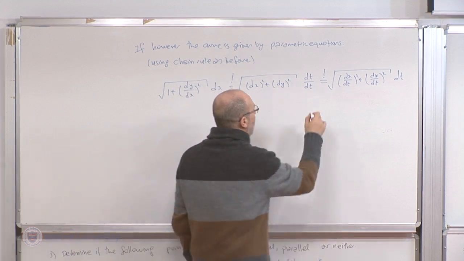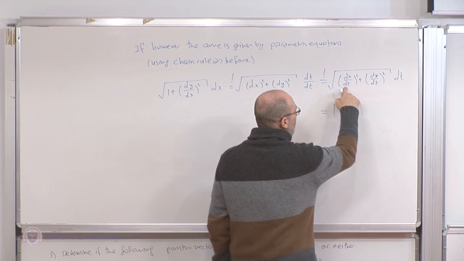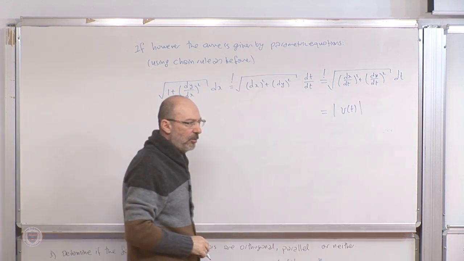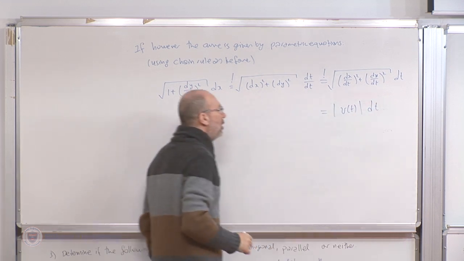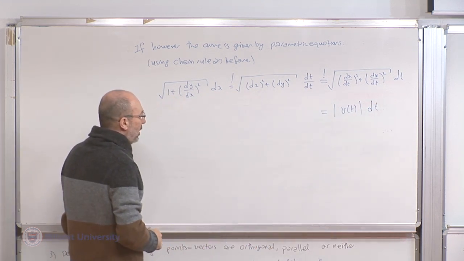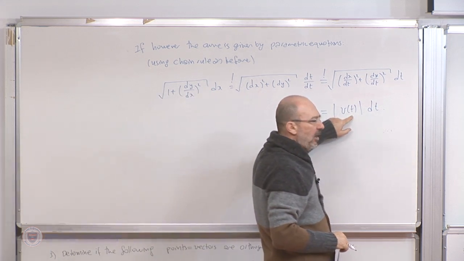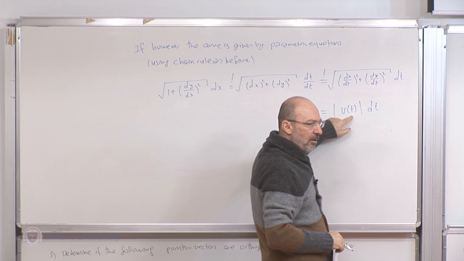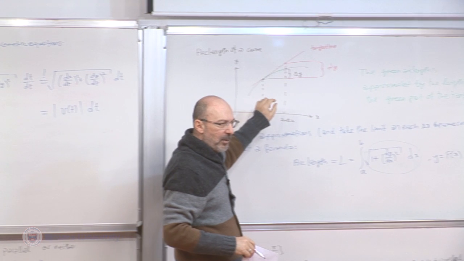And you see that this time this is equal to the length of the velocity vector. These are the x and y components of the velocity vector. So what does it say? Arc length is given by integrating the length of the velocity vector.